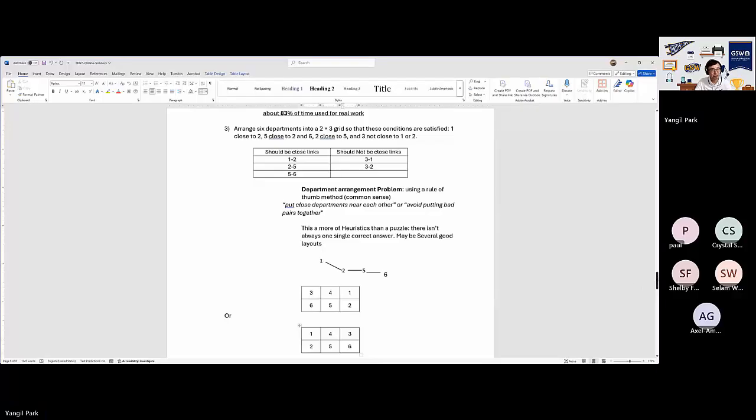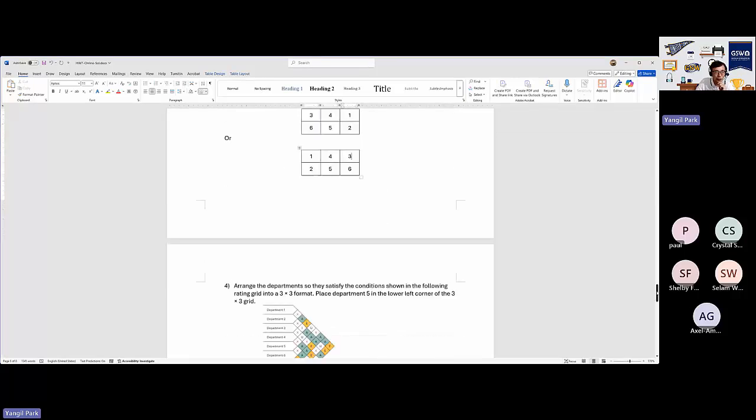So anybody found a third way? Well, there is a third way. I'm not sure. So, okay. If you don't have any questions, moving on.